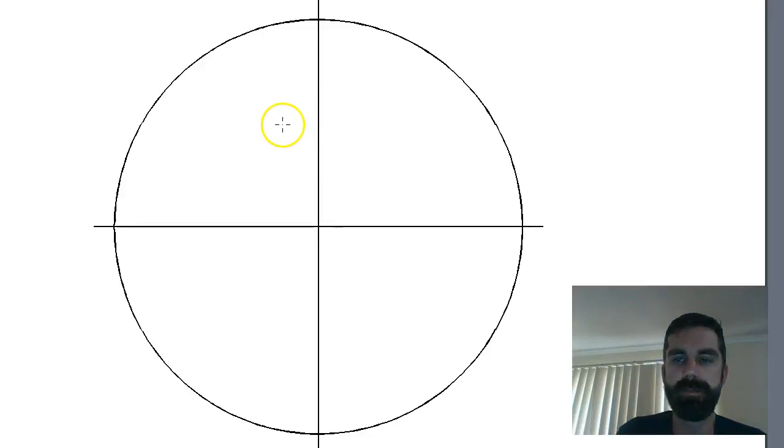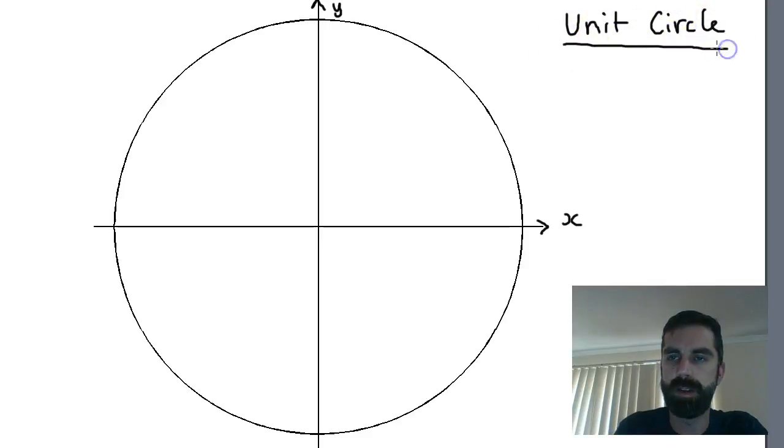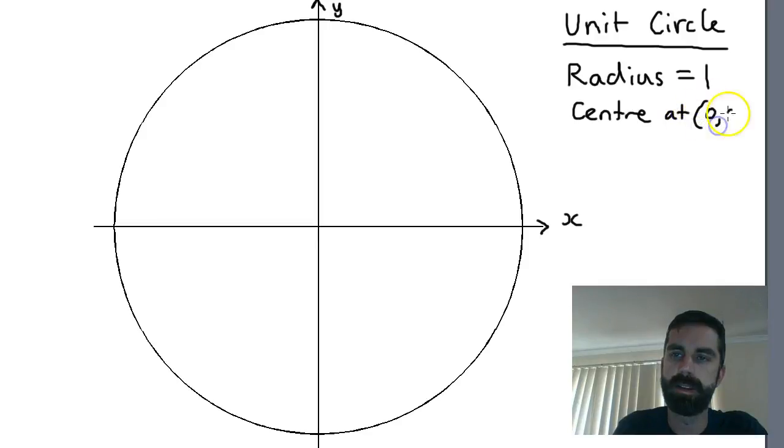So what I've drawn here now is a circle on the x and the y axes, and this is our unit circle. So this is the y-axis, this is the x-axis. It's a unit circle. Why is it called a unit circle? Well, remember in primary school when you talked about tens and units? A unit is 1. So we're going to say that this circle has a radius of 1 and it has a center at 0, 0. So the center of this particular circle is at the origin.